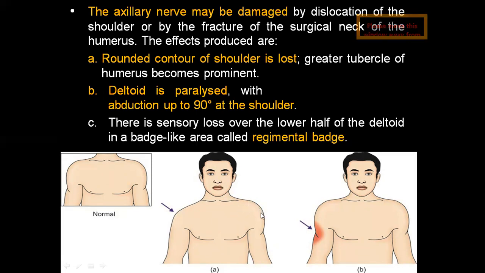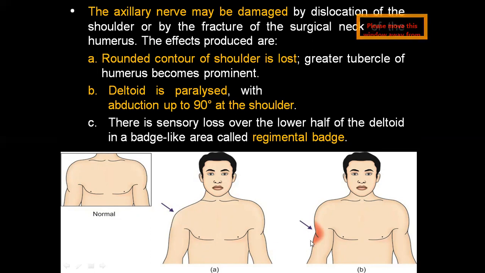See, this is the normal area where deltoid is clear, like both sides bilaterally the deltoid is normal, there is no nerve paralysis. Whereas here on the right side you are finding the rounded contour of the shoulder is lost, and the greater tubercle of the humerus is becoming prominent because of the damage to the axillary nerve. The deltoid is paralyzed and abduction up to 90 degrees of the shoulder is not possible.